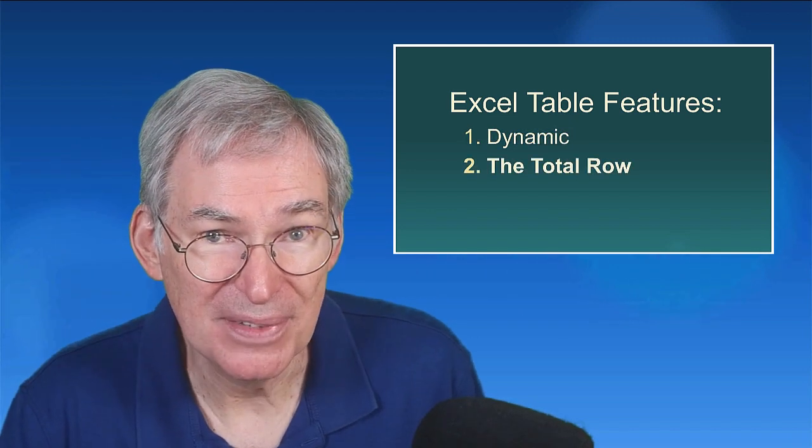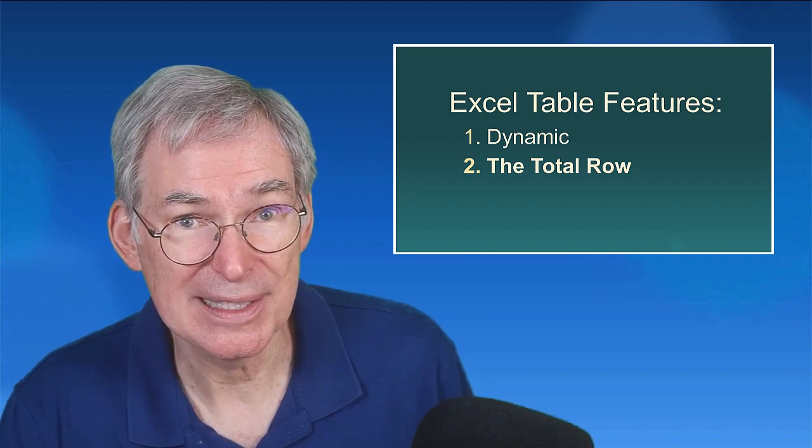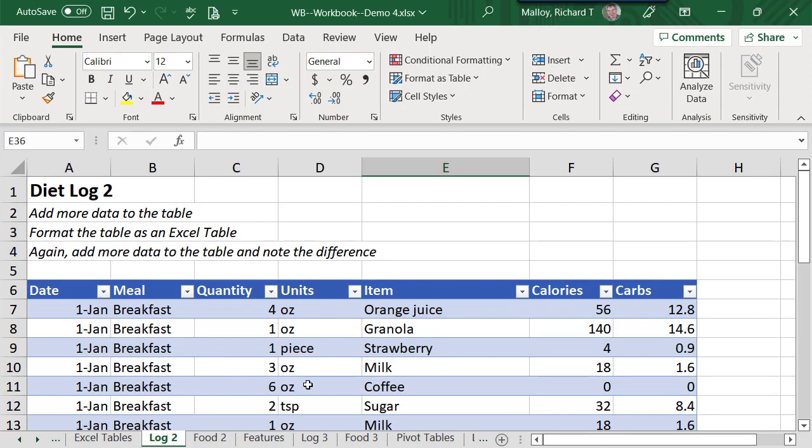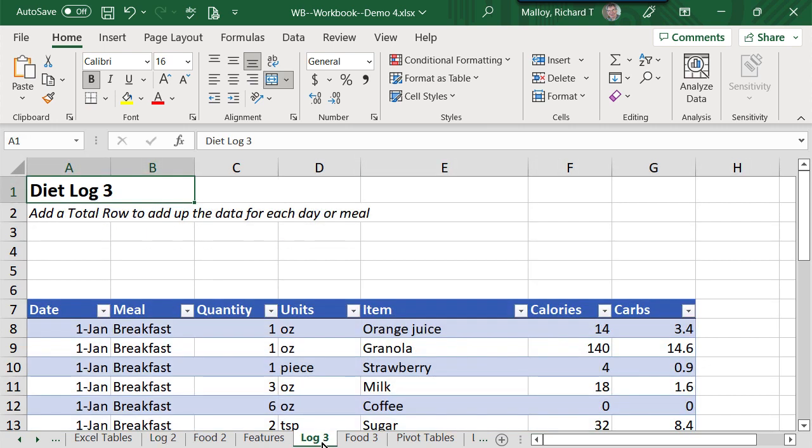One of the most amazing features is the total row. Watch this. We'll click the tab for log 3, which is already set up as an Excel table.